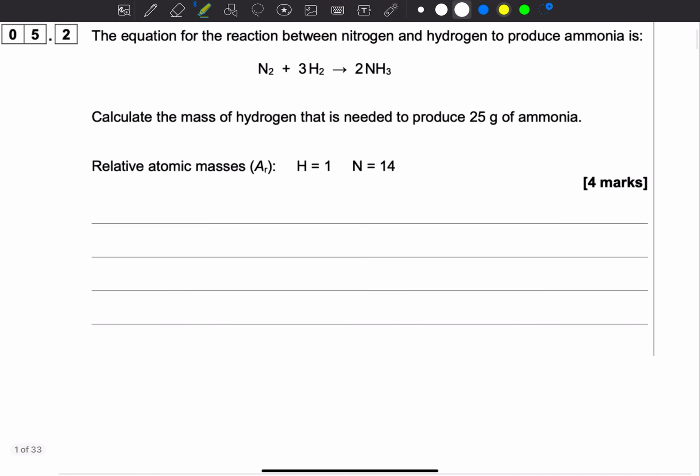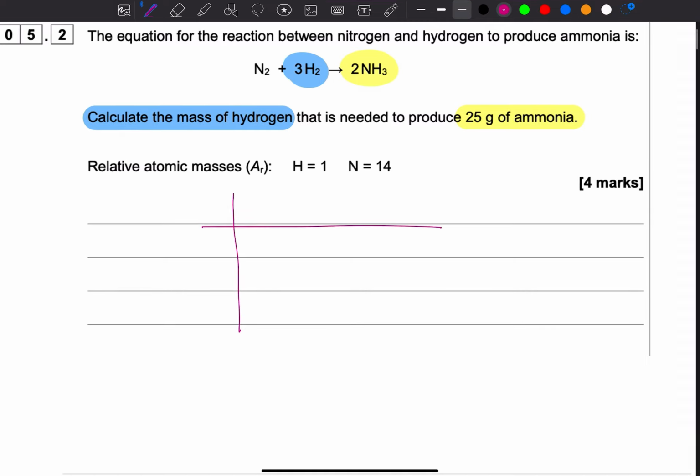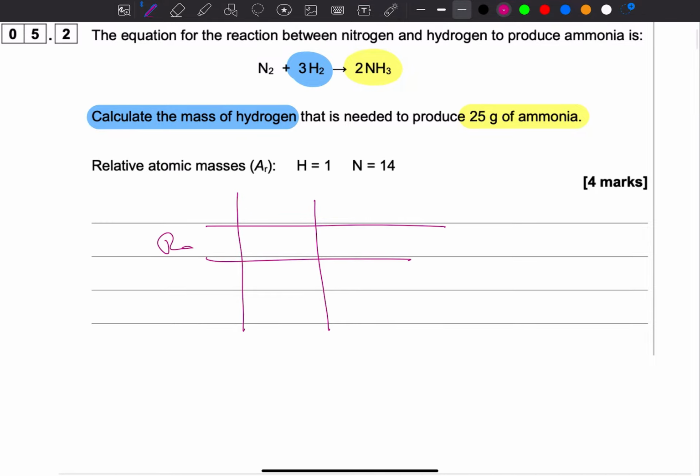So again, what do they want? What is given? 25 grams of ammonia is given. Ammonia is NH3, this thing. They want you to calculate the mass of hydrogen, which is this one. So ratio, mass. What is given to me? Ammonia, NH3 here, and the ratio number is 2. And what do they want me to find? Hydrogen, which is H2, and the ratio number is 3.